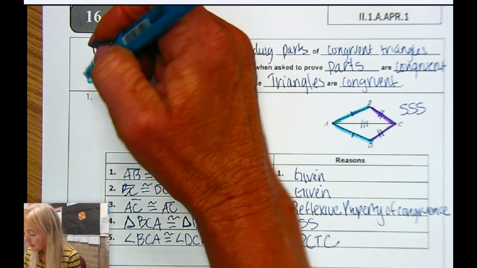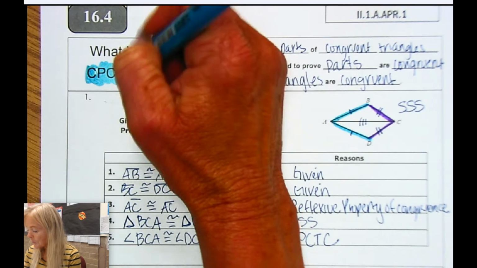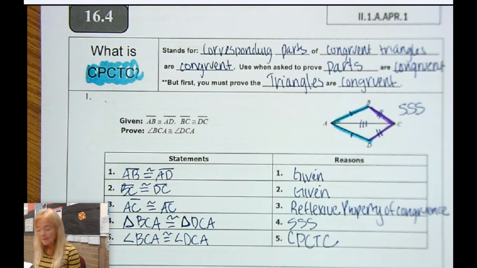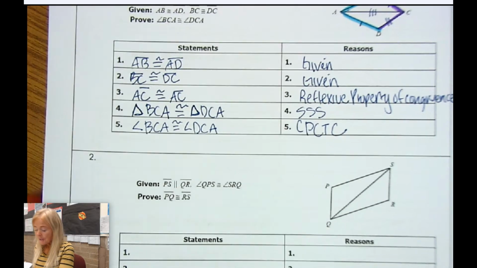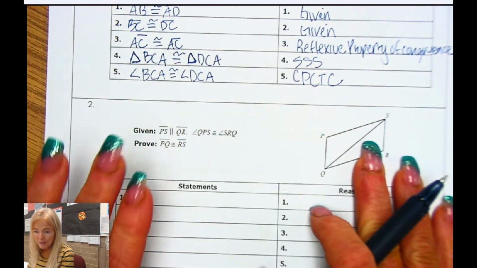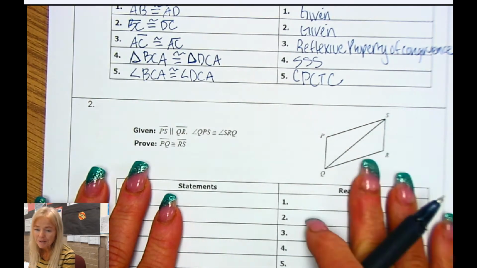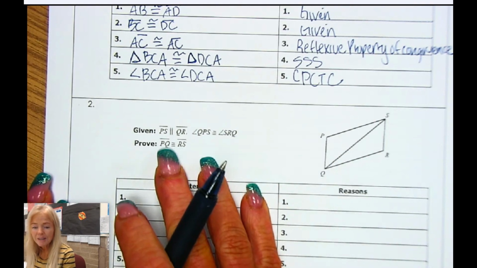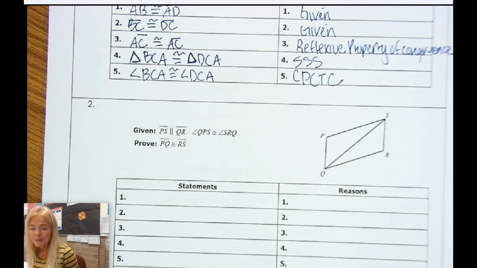I'm going to highlight it because that one's important, CPCTC. All right. Okay, next one. If you're given this information, again, we take the given, we mark, we figure out how they're congruent, and then state they're congruent by each of the sides and angles that are congruent, and then state the sides that we're asked to prove are congruent.